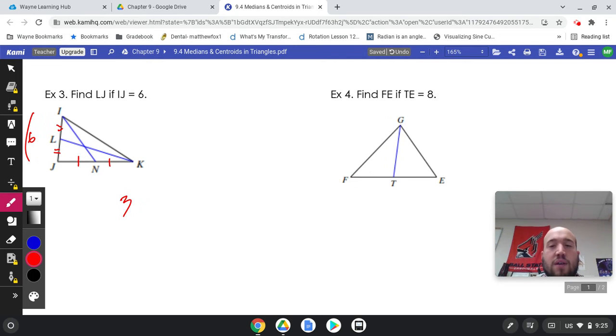And your final one then, if FE is what we're trying to find, we know that they're the same. TE is 8, so the whole thing will be 16. 8 plus 8.